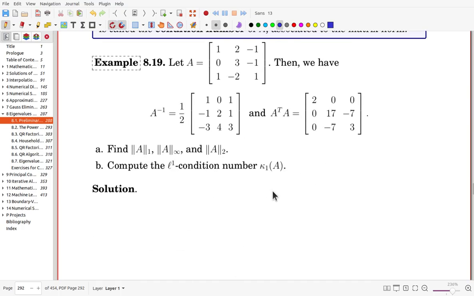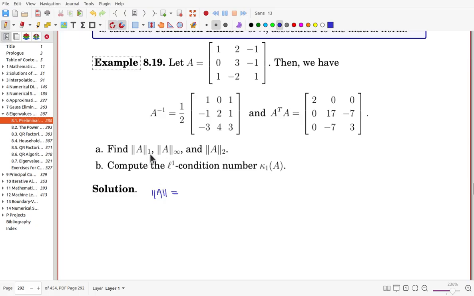Let's see this example. A is given here, and then we have A inverse and A transpose A in this way. Okay, let's try to find the A1 norm, A infinity norm, and A2 norm. Let's start with the A1 norm.